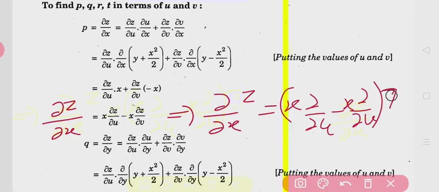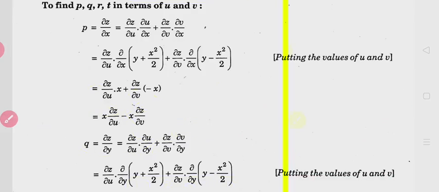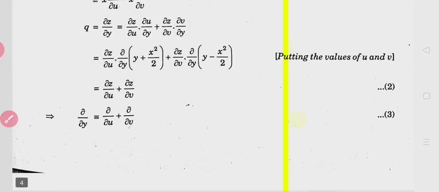Okay. So what does it mean? That means this is the operator on z and this is also the operator on z. So this operator ∂/∂x will be equal to this one, x into ∂/∂u minus x into ∂/∂v.